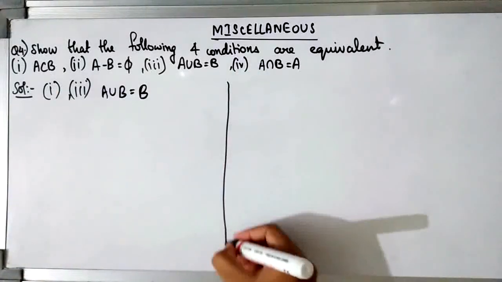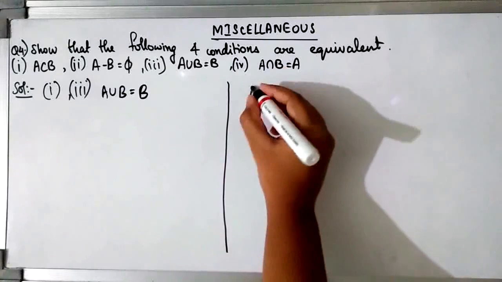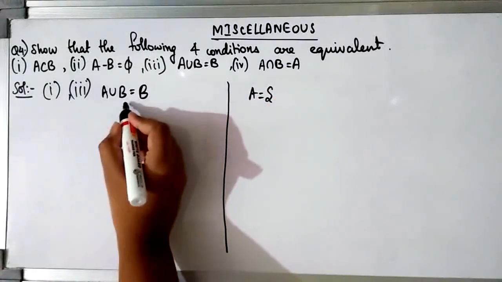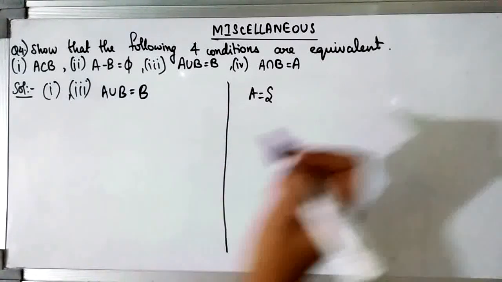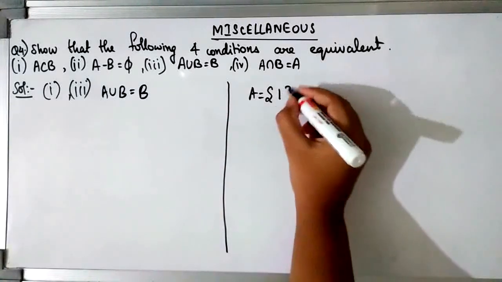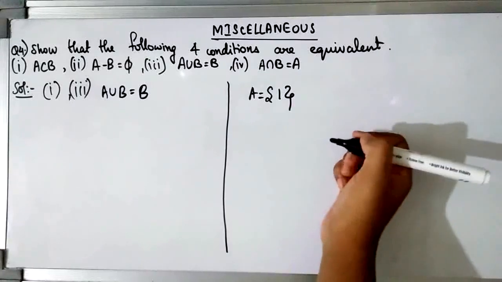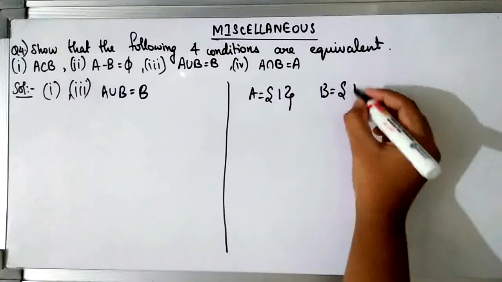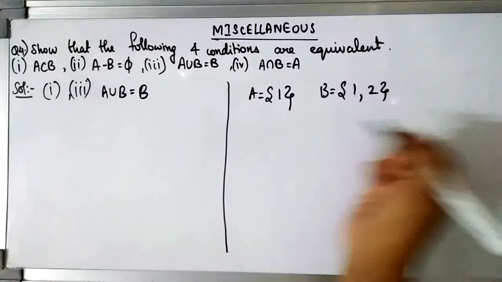So let's take our rough work. Let's take the sets A and B. Now we will take the sets A and B in such a way that A union B will be equal to set B. So let's take set A to contain one element, that is the number 1 itself, and let's take set B to contain two elements, that is 1 and 2.